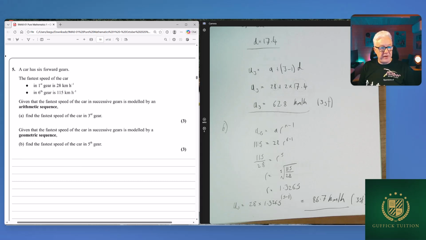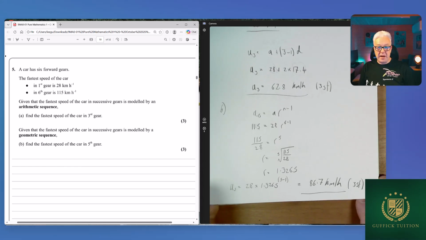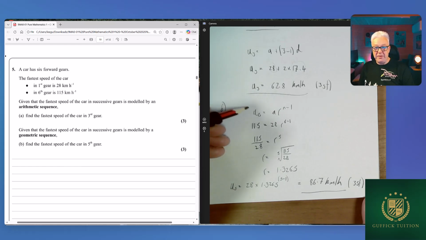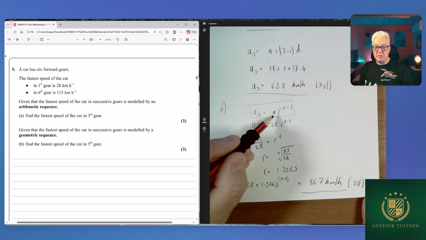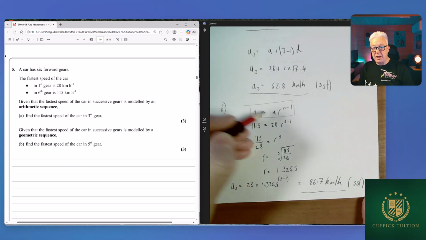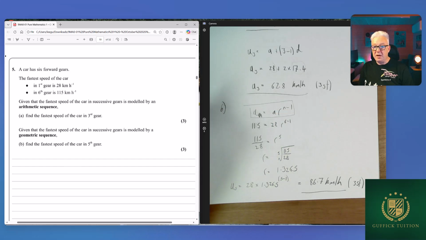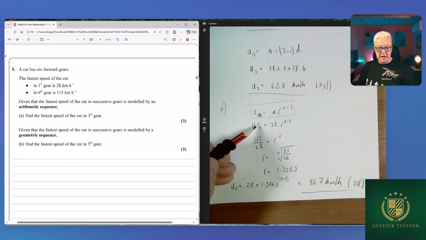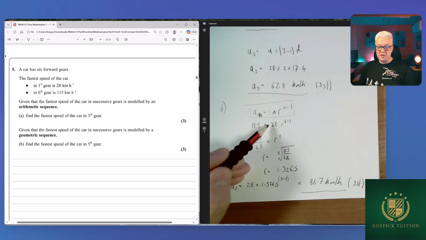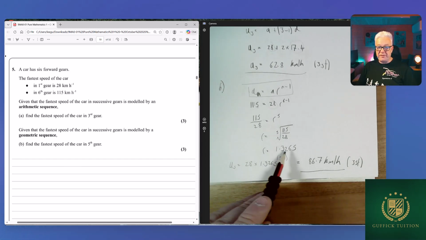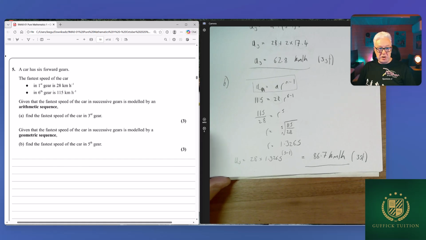Okay, part B. Given that the fastest speed of the car in successive gears is modelled by a geometric sequence, find the fastest speed of the car in fifth gear. So this time they're saying instead of it being arithmetic, it's now geometric. So the nth term for a geometric sequence is un is equal to a times r to the power of n minus 1. So we've got the speed in sixth gear is 115, a is 28, and n is 6. So therefore we divide both sides by 28 and take the fifth root, and that gives us the value of the common ratio if we model it as a geometric sequence.